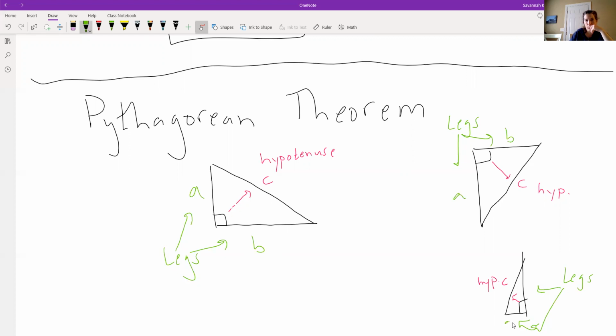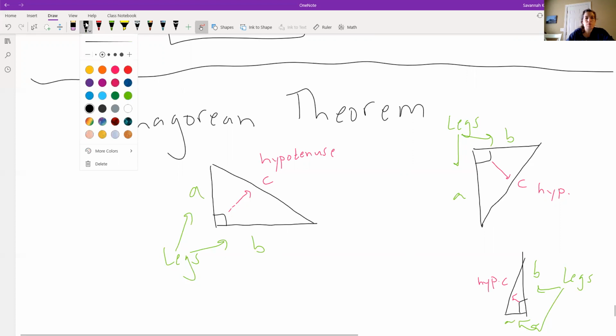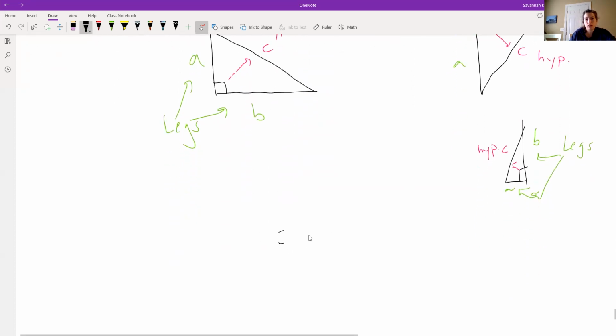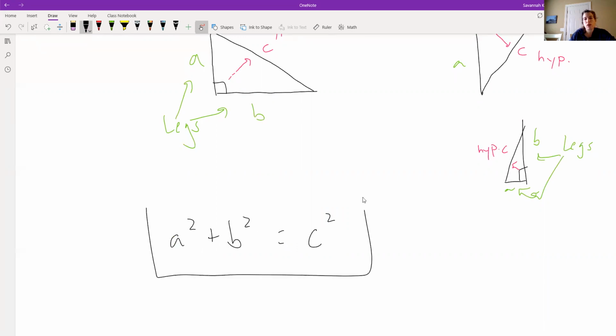A, B. So you just kind of slap that on there. The relationship, the only thing that matters is that C ends up squared all by itself on one side. So A squared plus B squared equals C squared. That is the Pythagorean theorem.